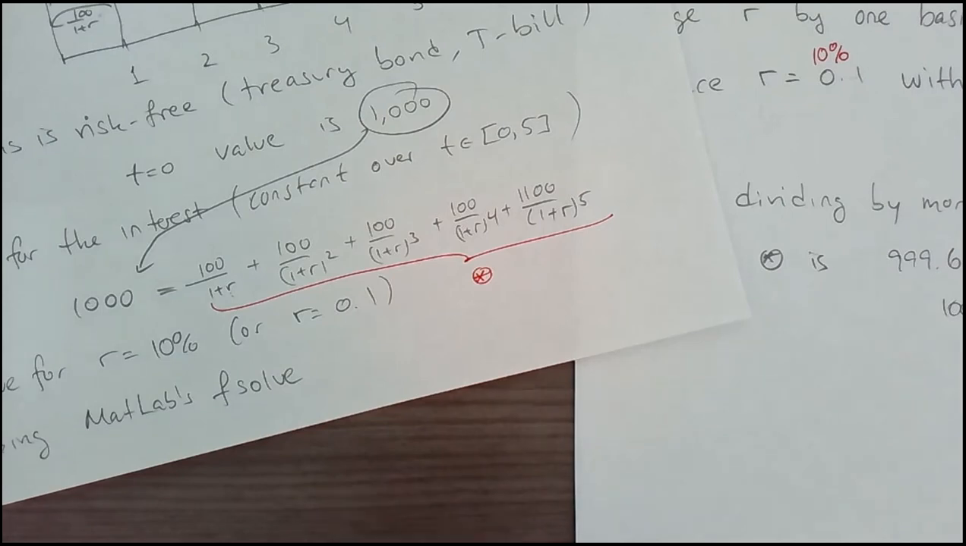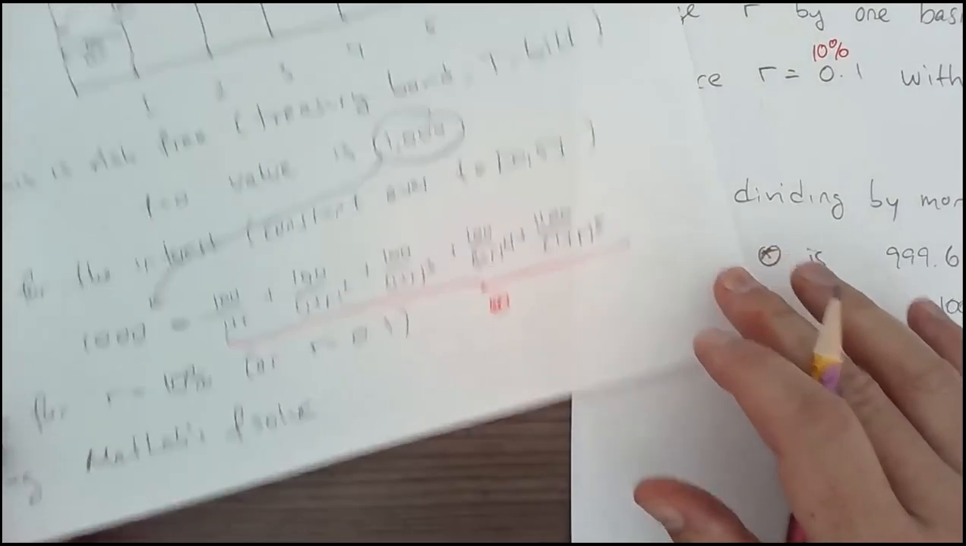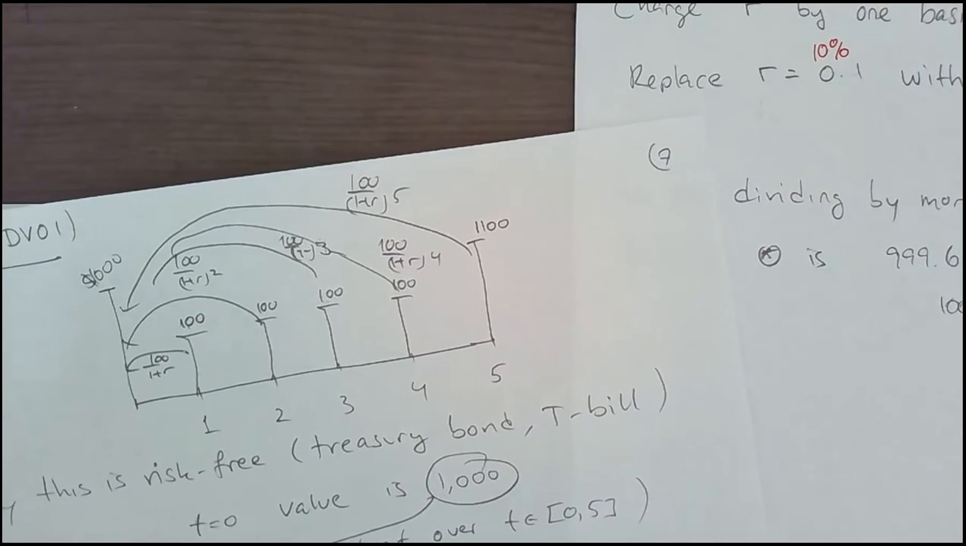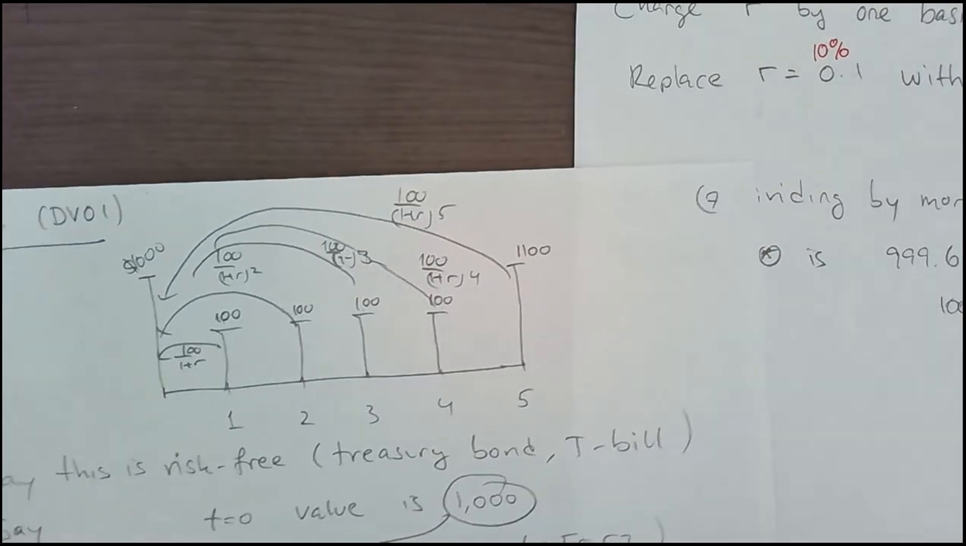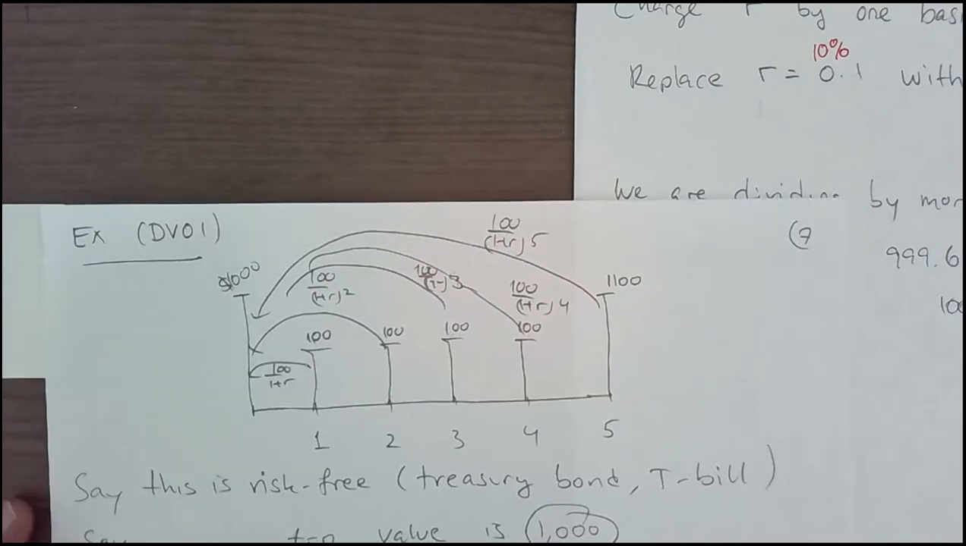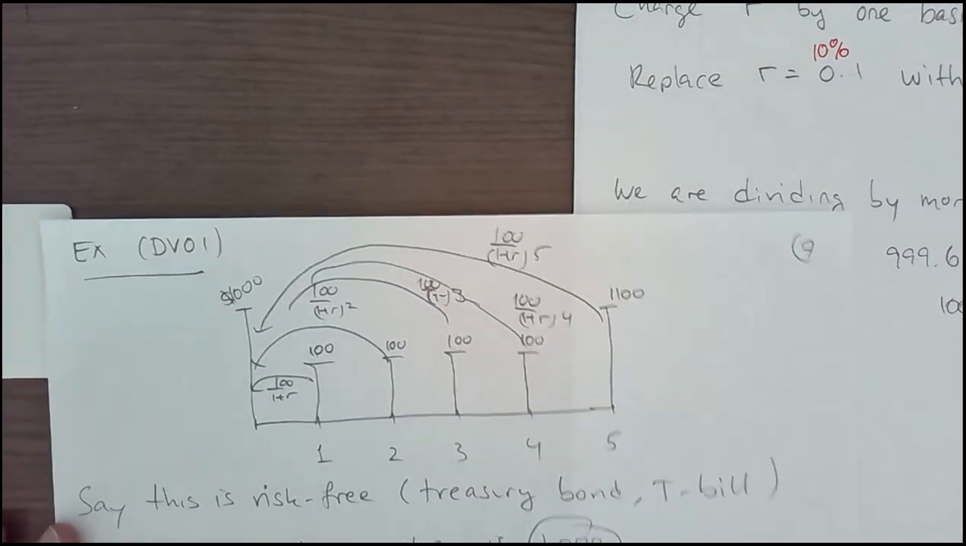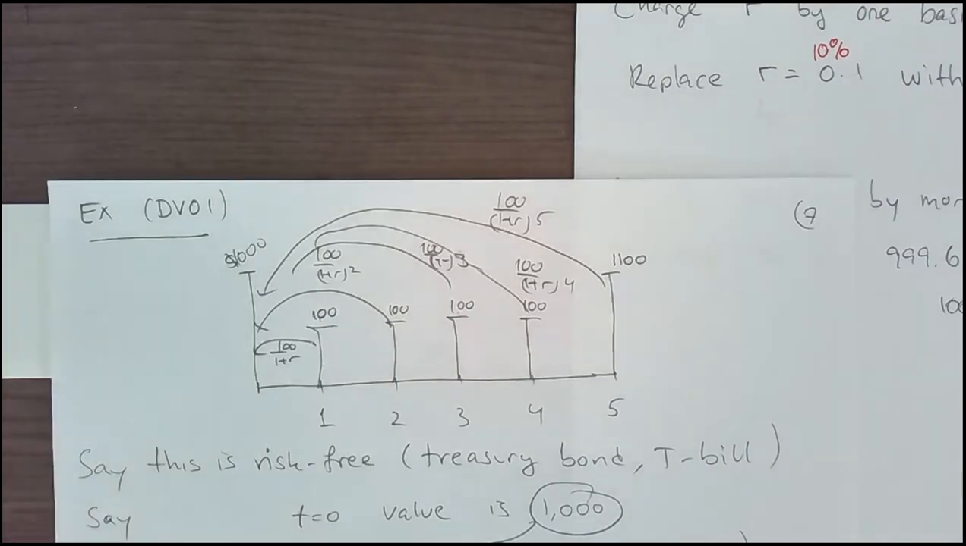In other words, what happens if the interest rate moves by 1 basis point? How does it affect the value of, in this case, the bond?